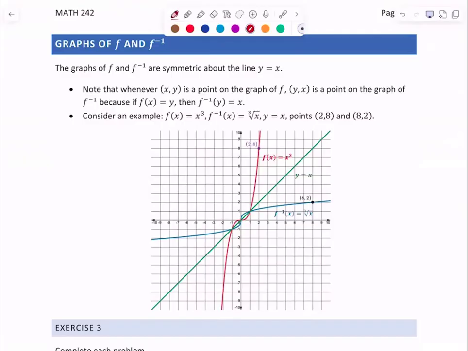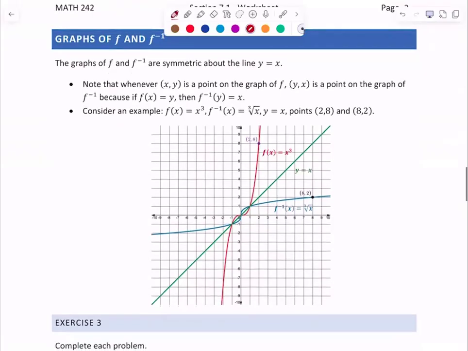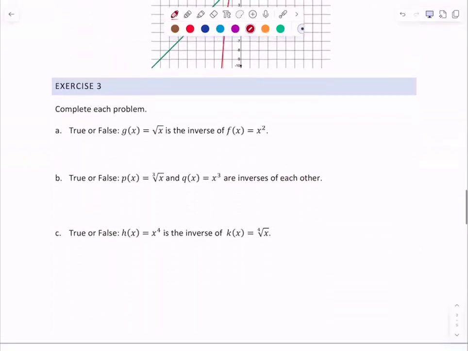And the reverse assignment, you can tell for x cubed, 2 cubed is 8. But then in reverse, for the cube root of x, the cube root of 8 is 2, right? So they get flipped. So these are familiar concepts for you. It's a good review. Okay, all right, let's look at exercise 3 here.